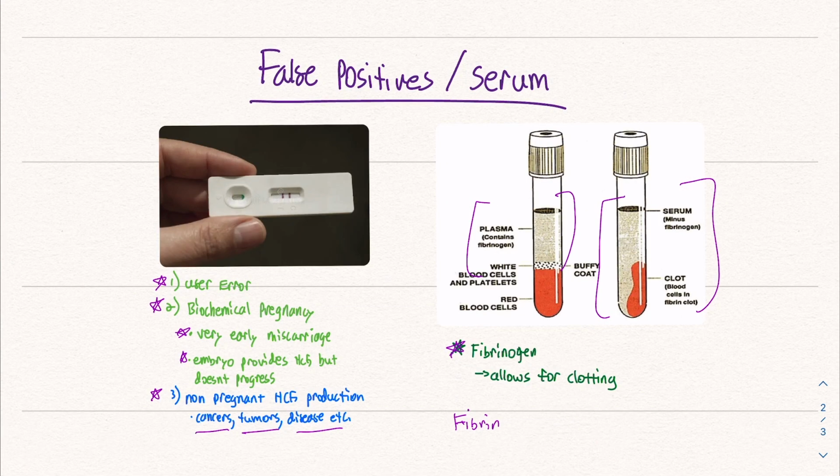And then lastly, we talked about false positive being caused by things like biochemical pregnancy or non-pregnant HCG production and user error. Then we made a very, very quick trip and talked about serum, how it does not contain fibrinogen, and a serum pregnancy test is used to really confirm whether or not HCG is present, which means pregnancy in vast majority of these cases. So that's all I got.